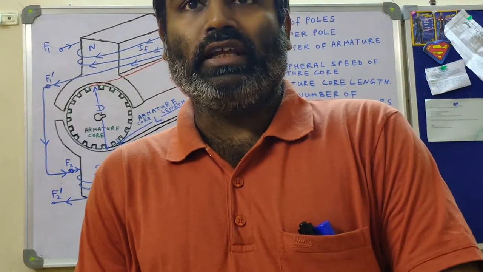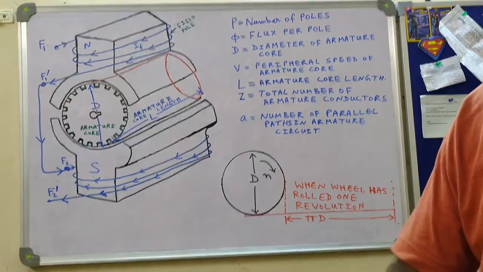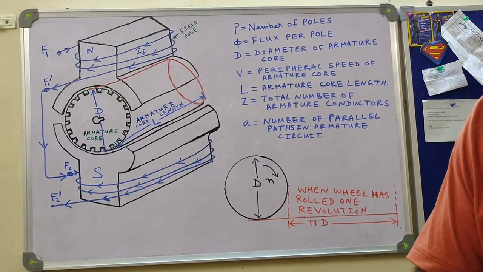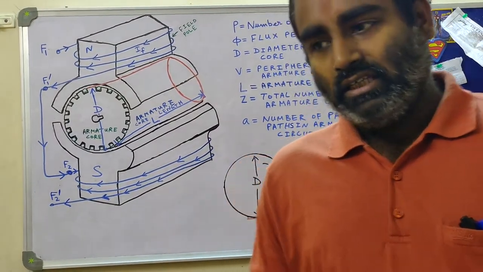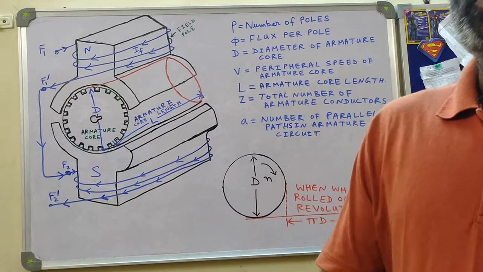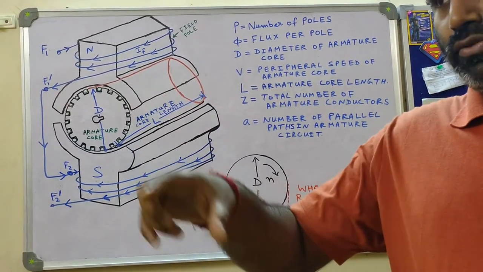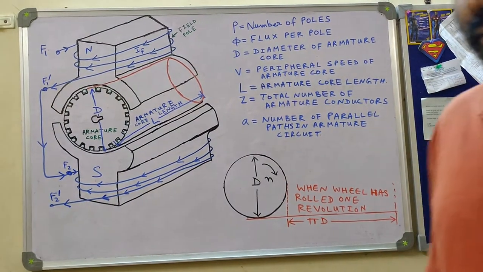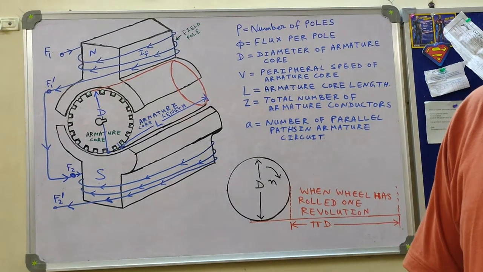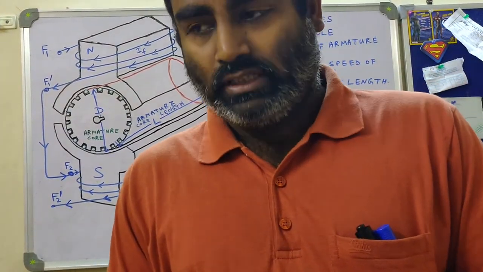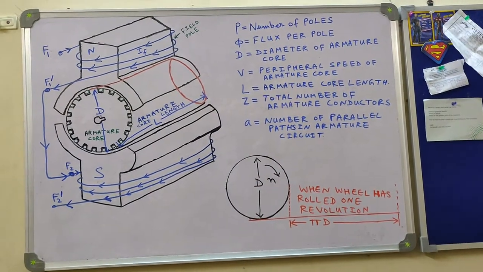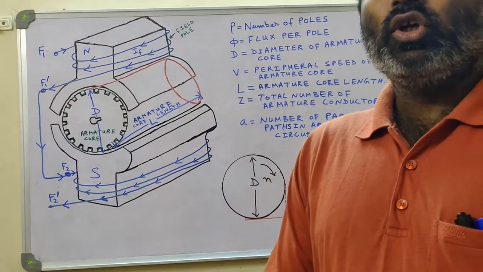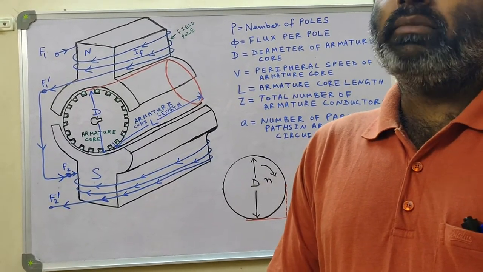So in case of motoring action, EMF induced in the armature winding actually opposes the applied voltage or supply voltage to the motor. That's why the name back EMF is there. Since EMF induced in the armature winding during motoring action opposes the supply voltage applied to the armature terminals, we use the term back EMF. So the word back EMF is categorically used to refer to the EMF induced in the armature of a DC motor. On the other hand, the term generated EMF is categorically used to refer to the EMF induced in the armature of a DC generator.